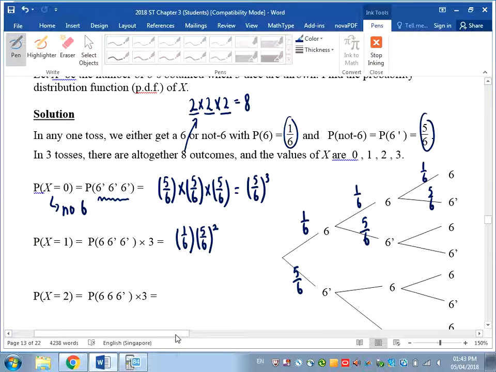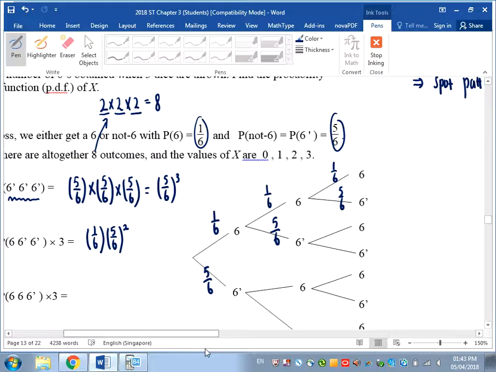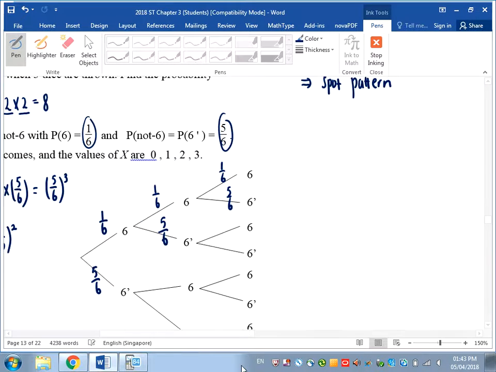Then after that I ask myself, why do I need to multiply by 3? Just now we found this probability: 6, not 6, not 6. But I can also have the throws be as such. The first throw is not a 6. Second throw is a 6. Third throw is not a 6. This is also a possibility down here.